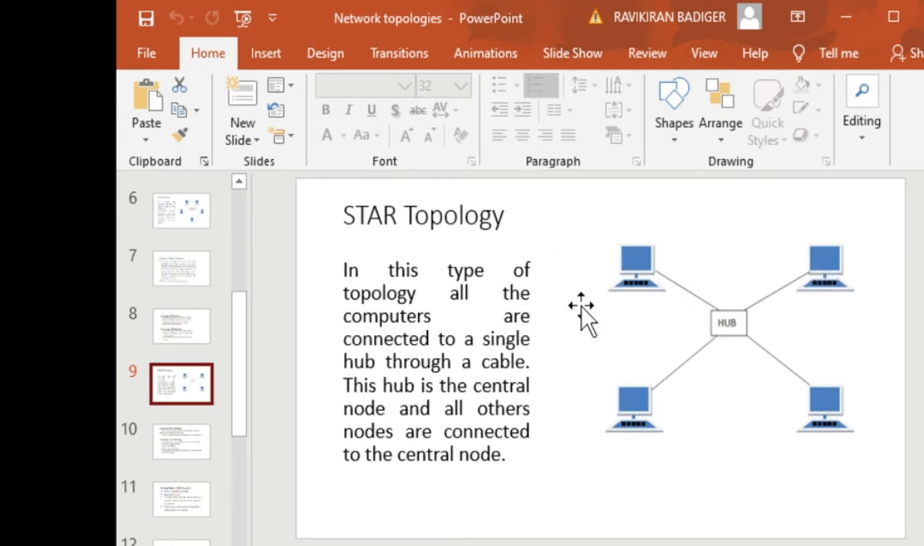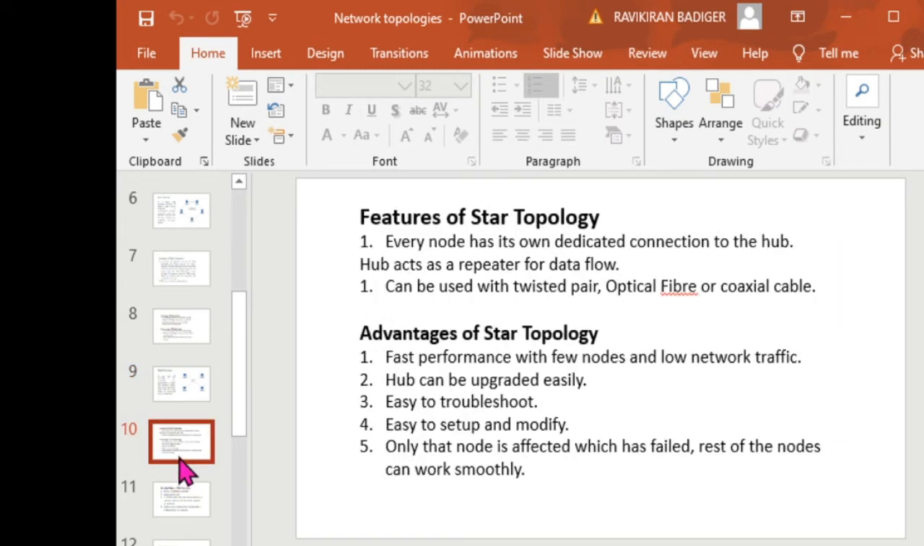Adding or deleting nodes in this network will not affect the entire network. It is very easy to install, very easy to follow, and very easy to troubleshoot. So, features: every node has its own dedicated connection to the hub. The hub acts as a repeater, and can be used with a twisted pair cable, optical fiber cable, or coaxial cable.